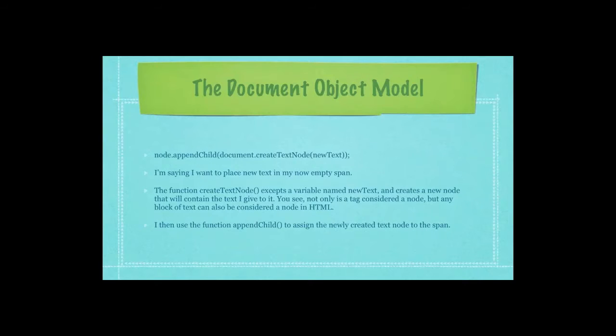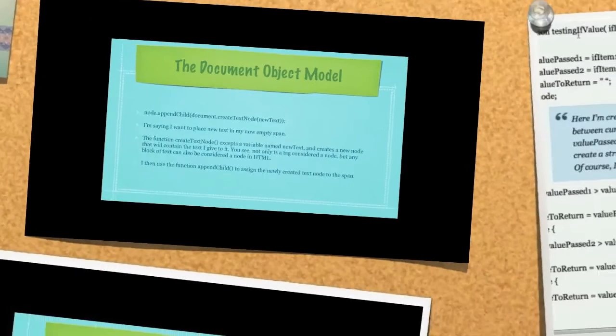The function createTextNode accepts a variable named newText and creates a new node that will contain the text I give to it. You see, not only is a tag considered a node, but any block of text can also be considered a node in HTML. I then use the function appendChild to assign the newly created text node to the span. And that's simply what that one line of text right there does.